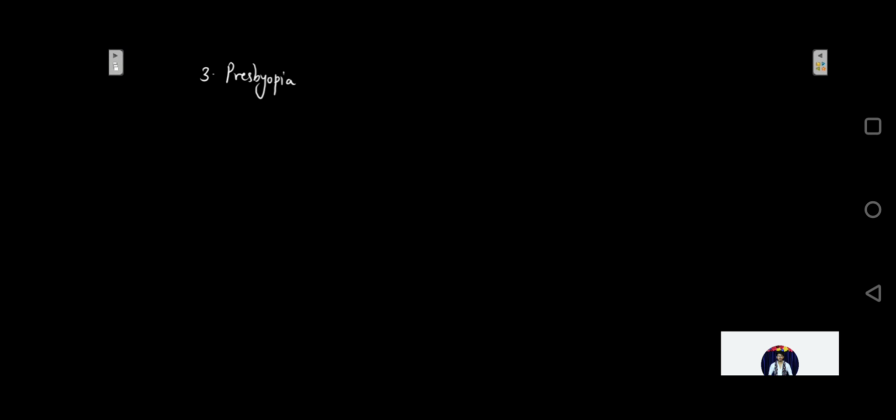It usually occurs in an elderly person due to the stiffening of the ciliary muscles. The eye lens loses its flexibility and hence the accommodating power of the eye lens decreases. Like hypermetropia, this defect can be corrected by using a convex lens of suitable focal length. Okay, so this is due to aging.